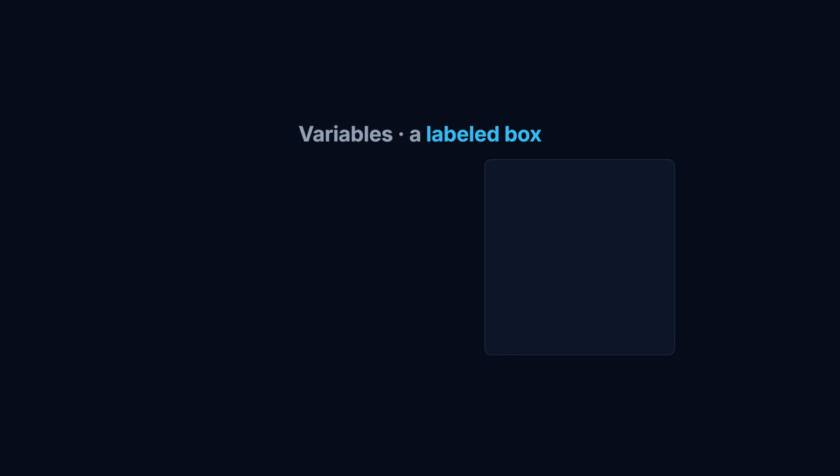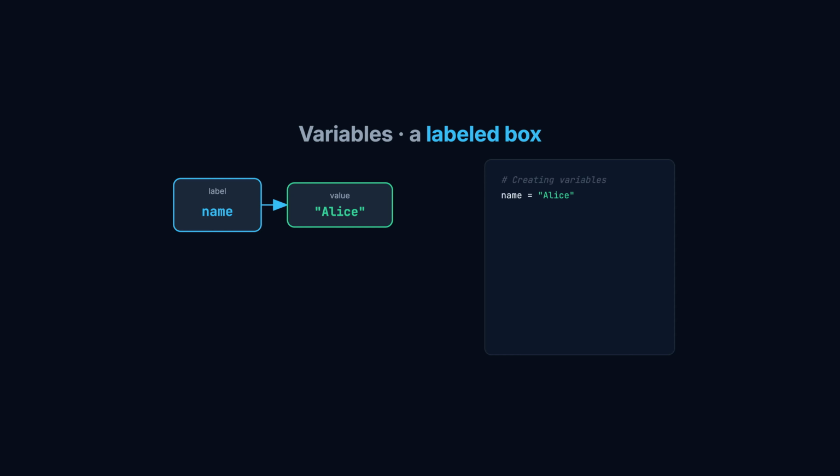Start here. A variable is a labeled box. You saw that phrase in Episode 2, and it is the phrase I want you to keep. A variable is a box. You give the box a name, you put a value inside. Python remembers both. Creating one takes one line. name = "Alice". Done. No declaration, no type annotation, no ceremony.